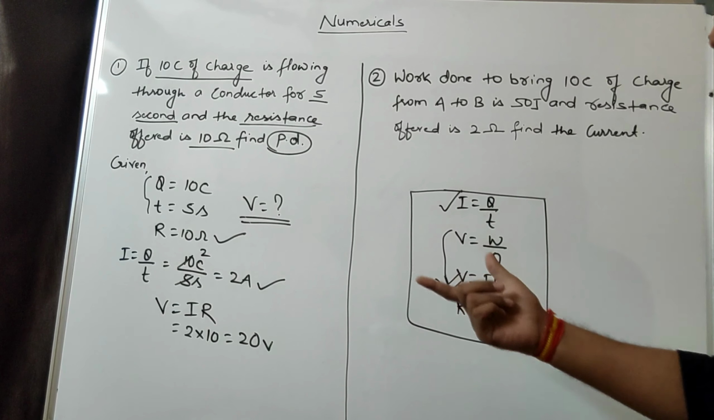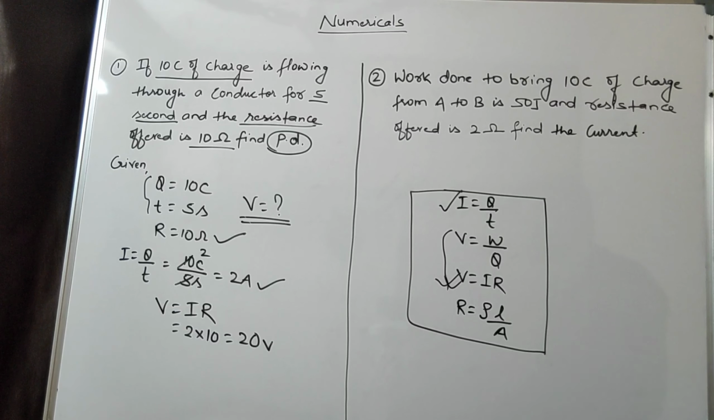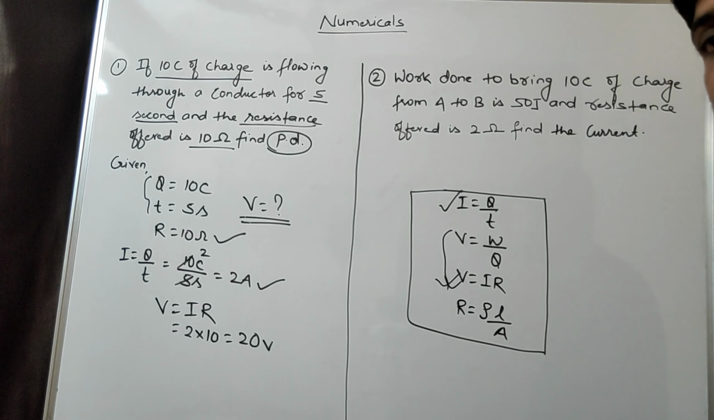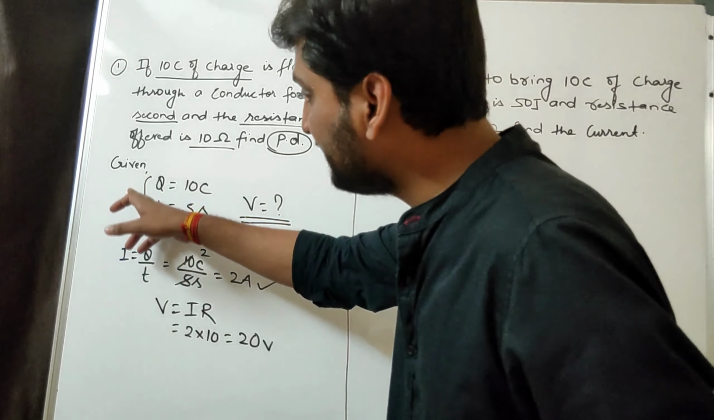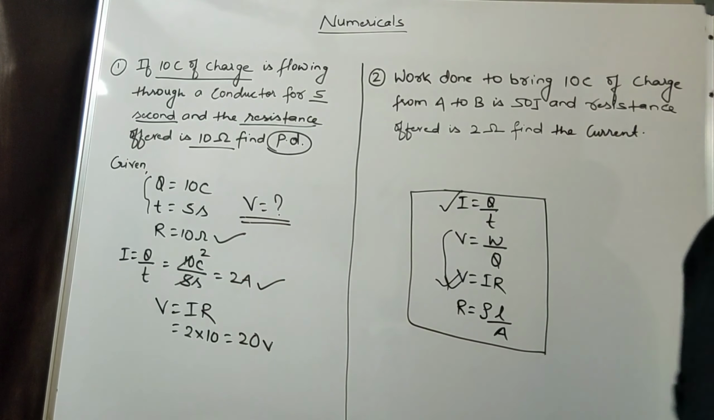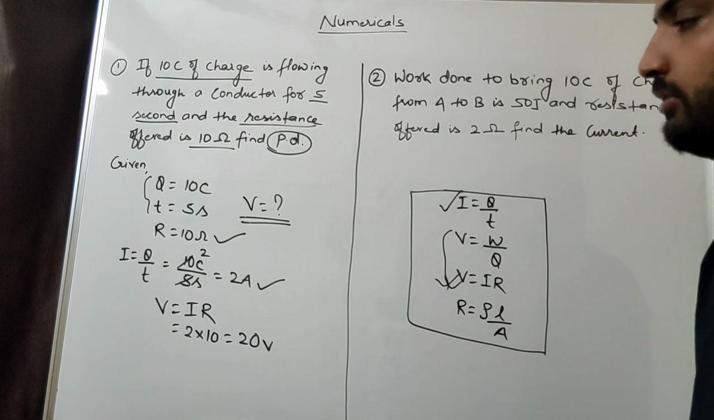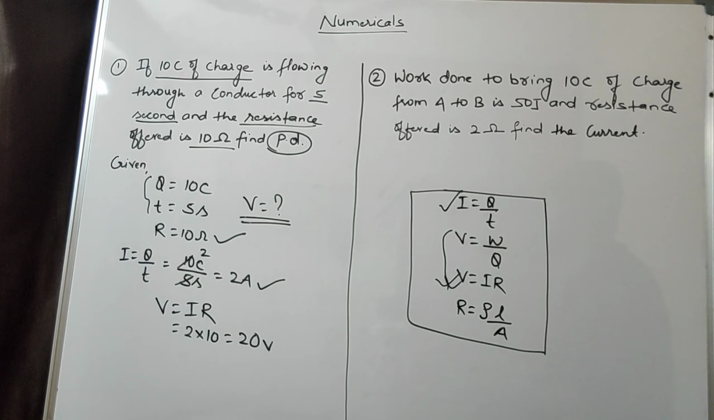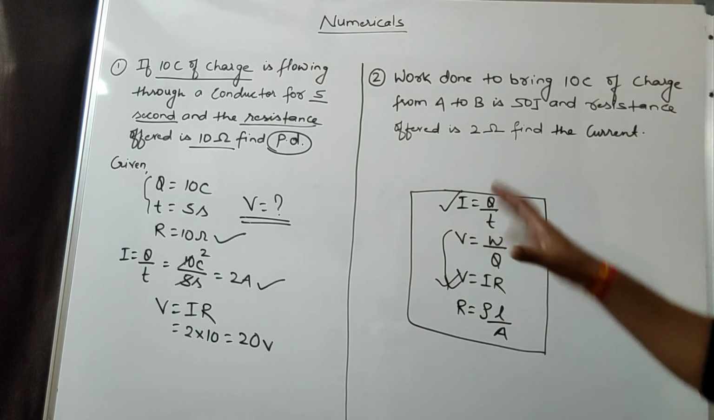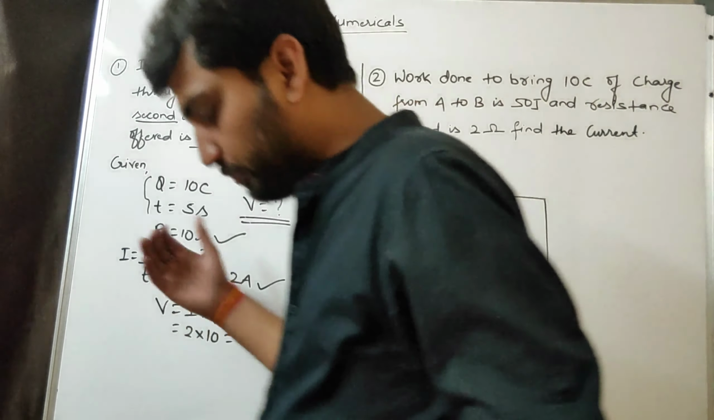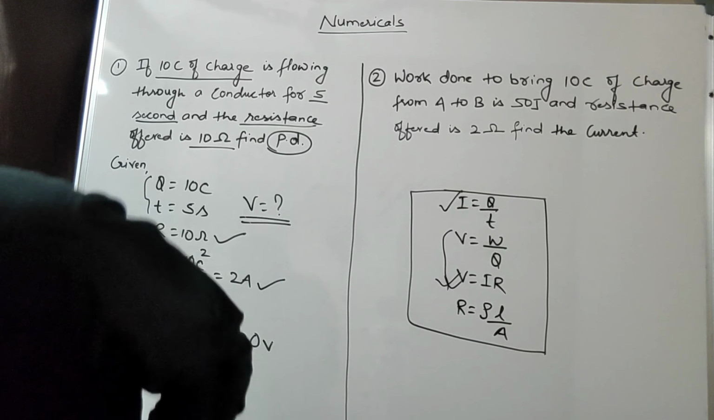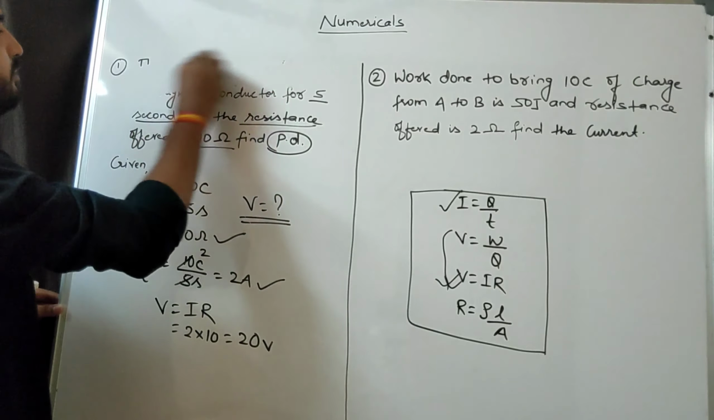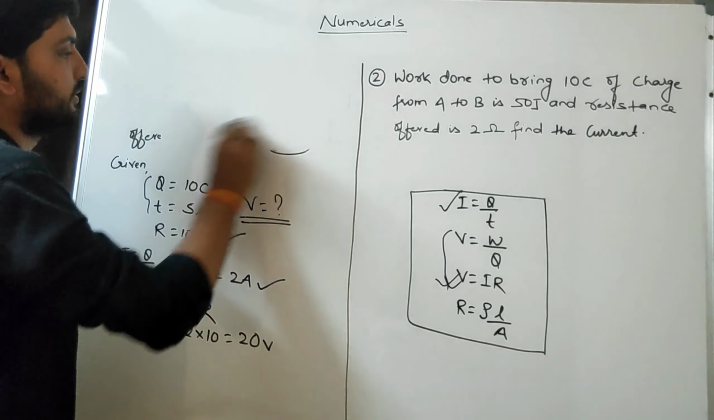Now, as we understand that we have to use V is equal to IR, we need to find I. So from where will we find I? The remaining two quantities will give us I. So we will find from here I is equal to Q by T. Okay, now I am erasing this, so please take a screenshot or write it down.